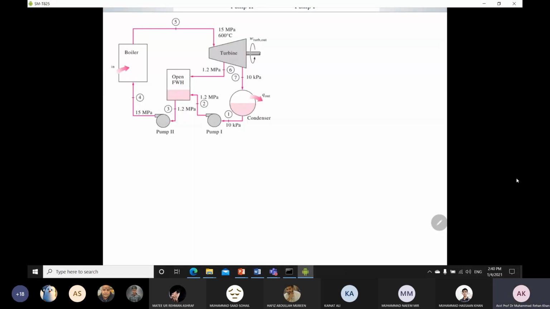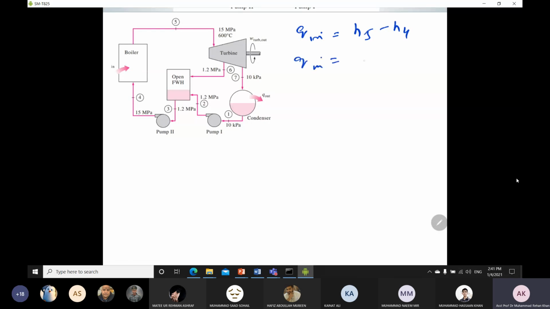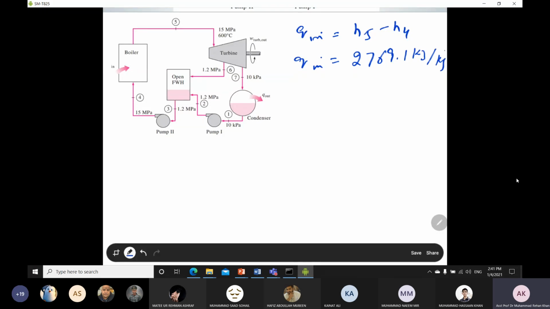Okay, so for Q in, we already know that Q in is between 5 and 4, H5 minus H4. So you just have to plug in all the values, because H5 is known to us and H4 is also known to us, and you just get the value of 2769.1 kilojoule per kg.